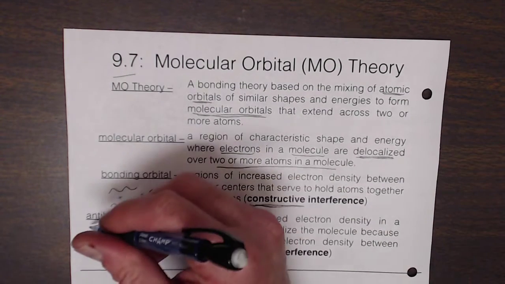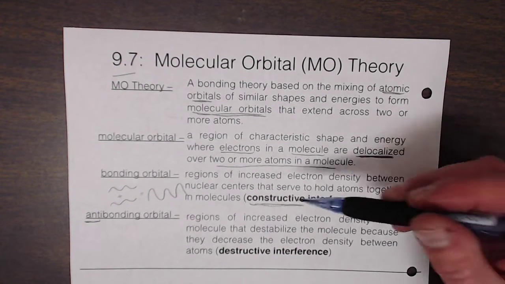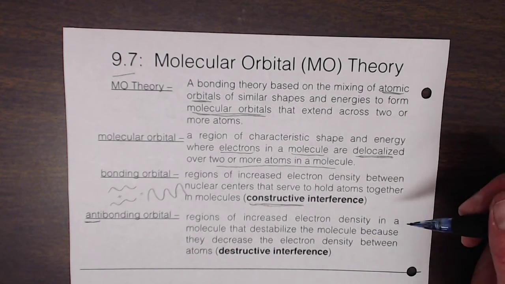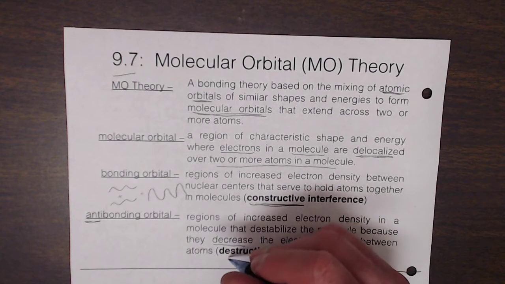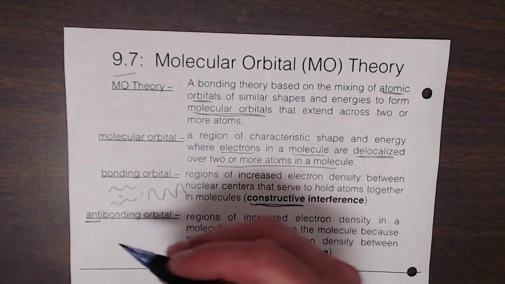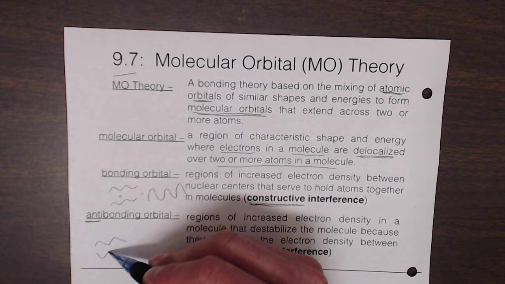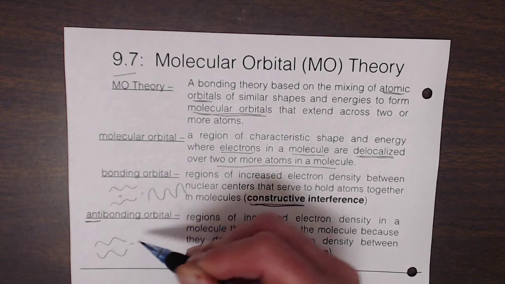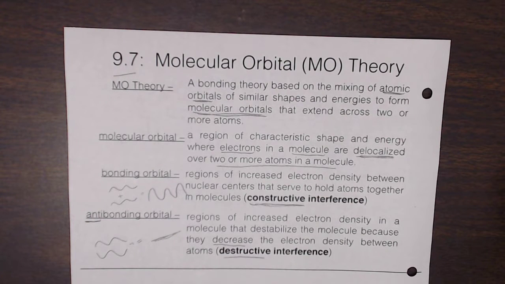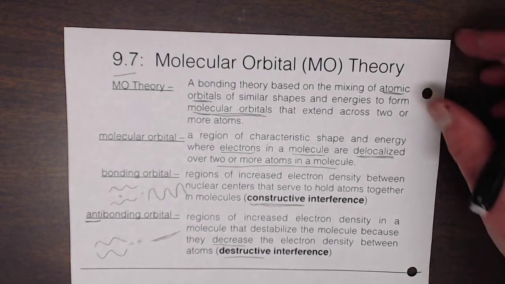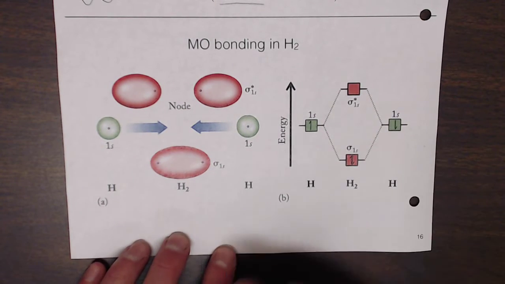And then there is the anti-bond, or the anti-bonding orbital, which is a region in a molecule that destabilizes the molecule because it decreases the electron density between atoms. And this, of course, is a result of destructive interference, which, again, if I was adding waves together and they were being added out of phase, then the result would be no amplitude or no probability of finding the electron in that region. Okay.